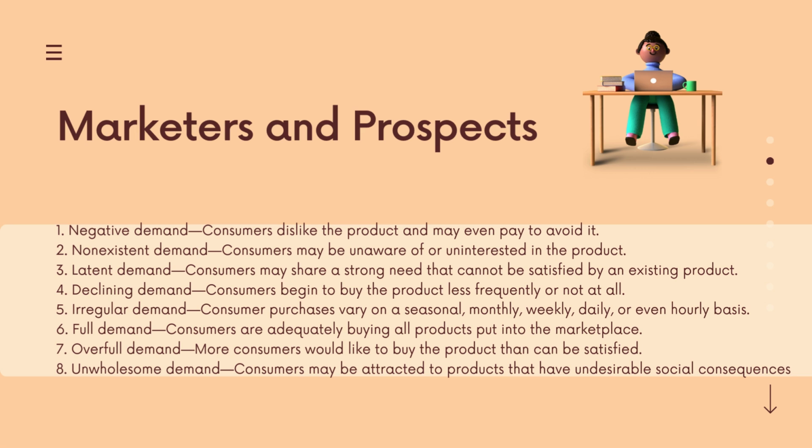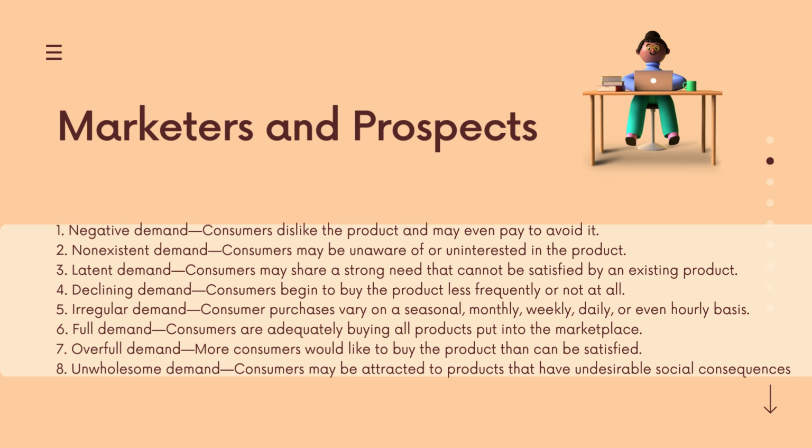The sixth one is called full demand, wherein consumers are adequately buying all the products put into the market. So irrespective of what products are there in the market, consumers are buying it. The seventh one is called overfull demand, wherein more consumers would like to buy the product than can be satisfied. So it's like a kind of consumerism which is going on in this type of demand. That's why its name is overfull demand.